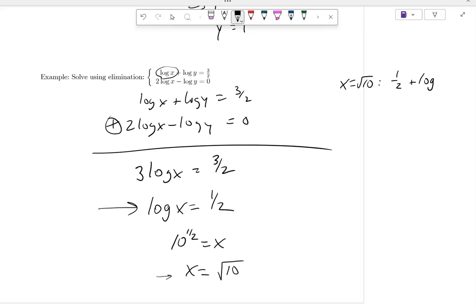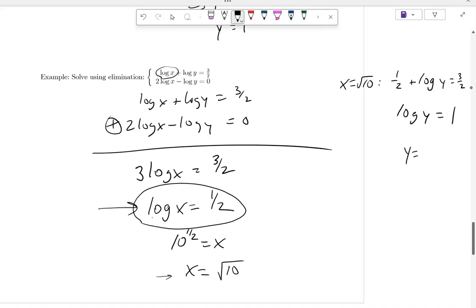Log y equals 3/2. Right? Because again, I'm using this here. It says log x equals 1/2. So I'm just taking out the log x and putting in 1/2. Okay. Subtract your 1/2, you get log y equals 1. So what does y have to equal? Yeah, 10. 10 to the first is just a 10, right?